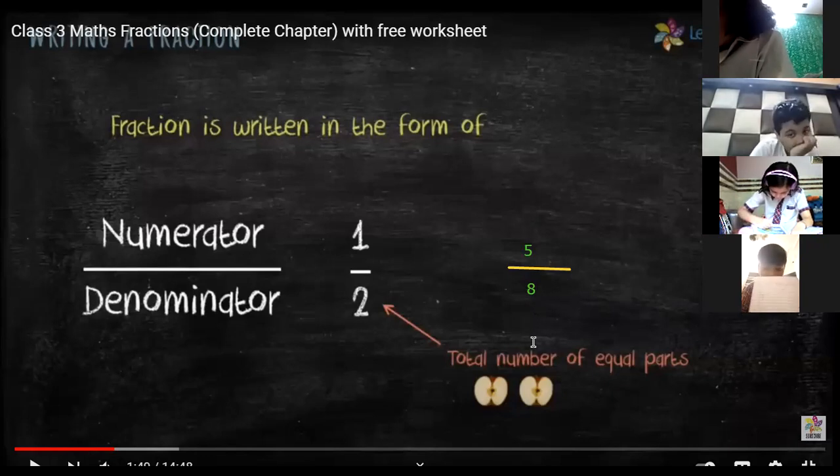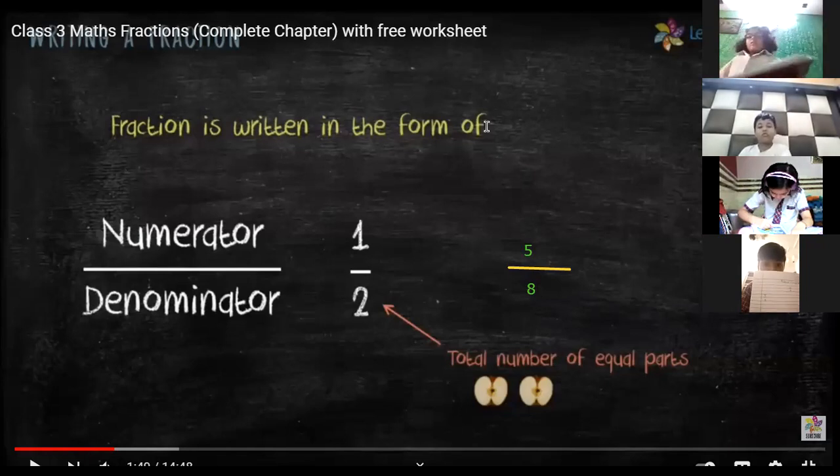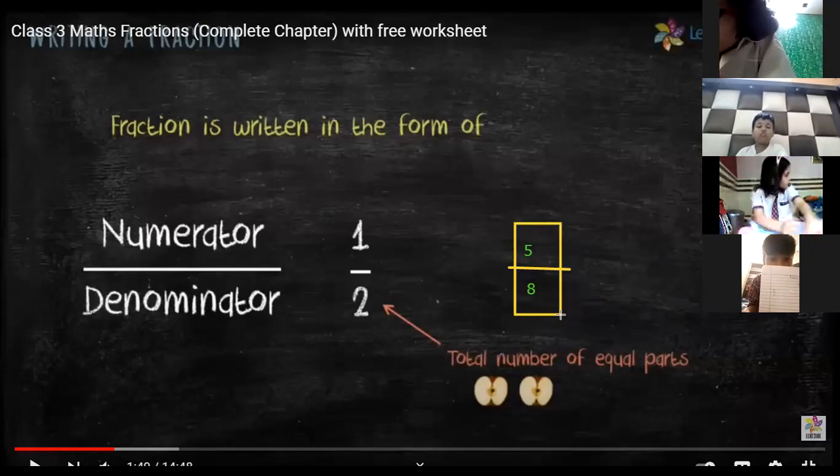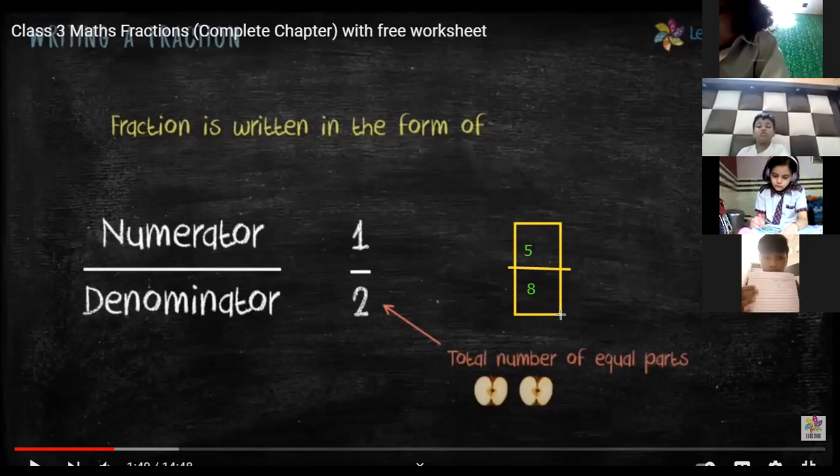This is the correct way to read a fraction. And how are we going to read? Can you read it again? 5 upon 8. Very good. 5 upon 8, or we can say 5 by 8. I hope it is clear. Now you got the point. How many parts are you going to have right now? 5 parts out of 8.